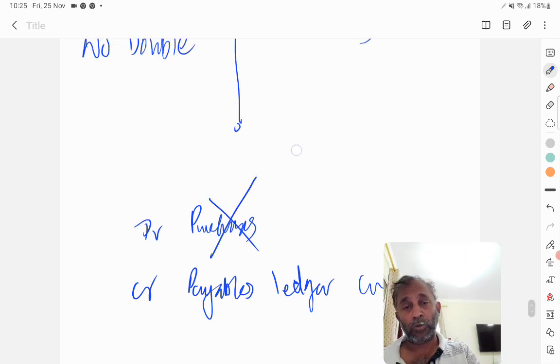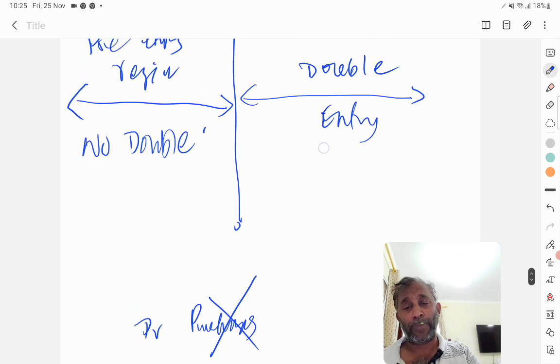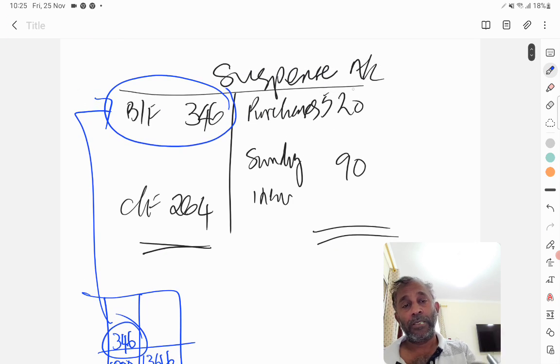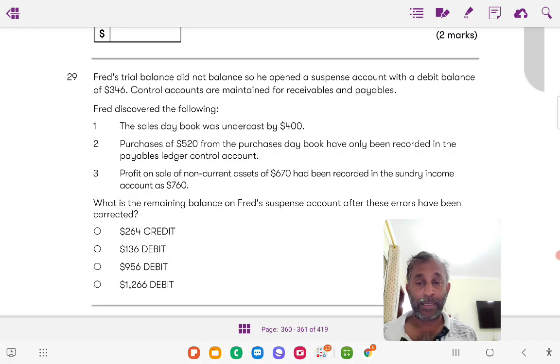So now what we have to do is complete that. I should debit purchases, and then where to credit, I should credit the suspense account. That is the second entry. So I should credit here. So that is the second transaction.